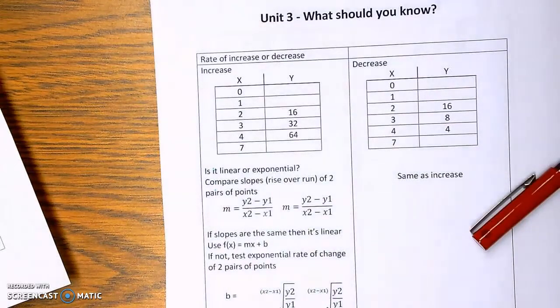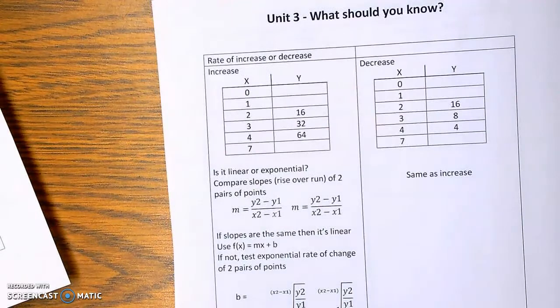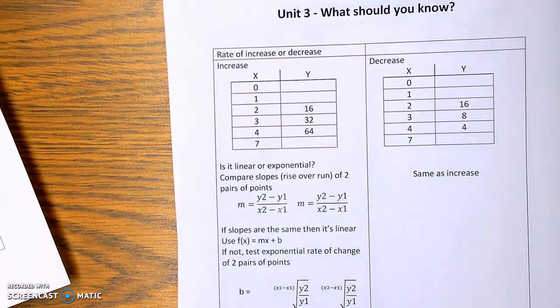Okay, for the second part I want to make sure we cover is the difference between increase and decrease. In this example, I've got a graph where one is increasing on the left and the other one is going to the right, or a function that is increasing and decreasing. In this case, they're just inverses of each other, but it's easy to compare them.